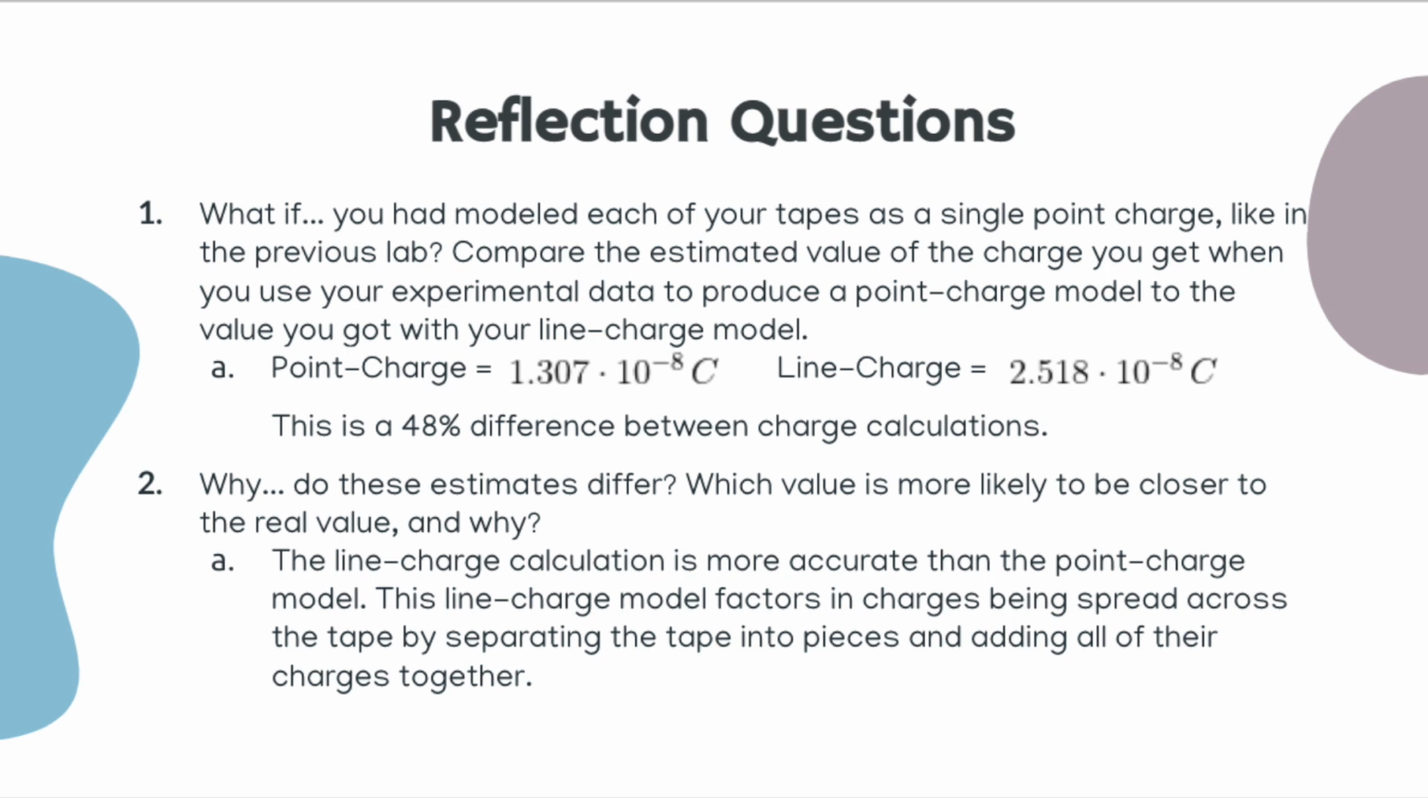Why do these estimates differ? Which value is more likely to be closer to the real value, and why? Well, the line charge calculation is more accurate than the point charge model. This line charge model factors in charges being spread across the tape by separating the tape into pieces and adding all of their charges together as if we were integrating it. Because it is more realistic to spread out the charge across the tape, this model is going to be more accurate than the point charge one.